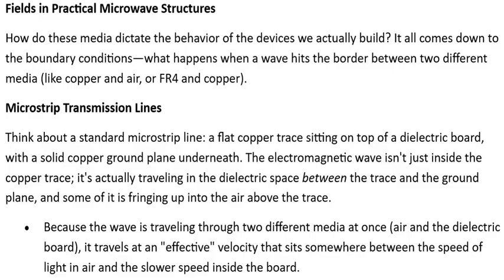The electromagnetic wave isn't just inside the copper trace, it's actually traveling in the dielectric space between the trace and the ground plane, and some of it is fringing up into the air above the trace. Because the wave is traveling through two different media at once, air and the dielectric board, it travels at an effective velocity that sits somewhere between the speed of light in air and the slower speed inside the board.